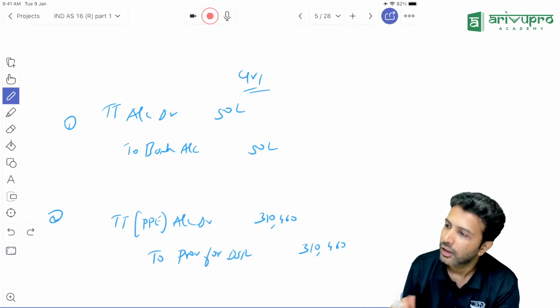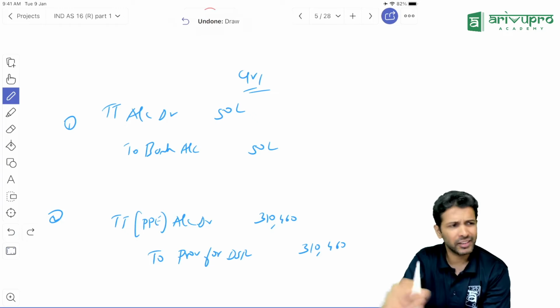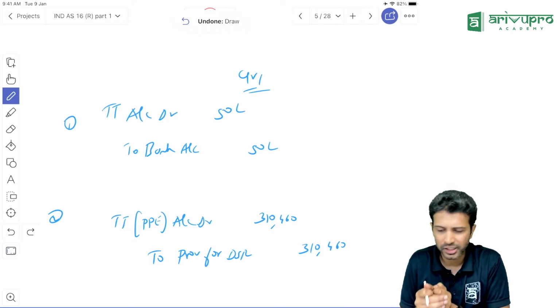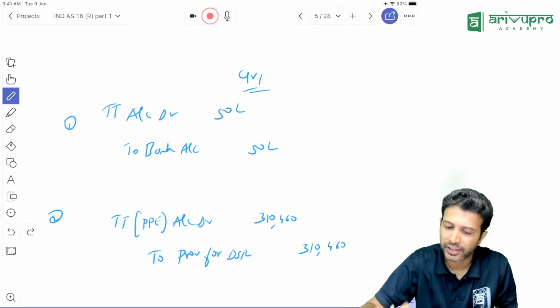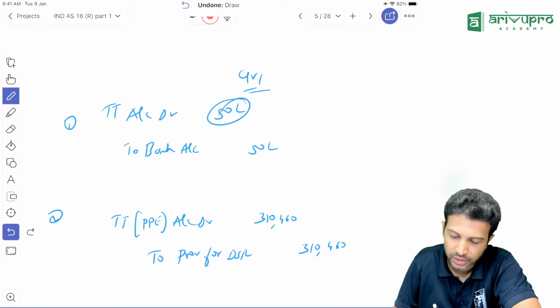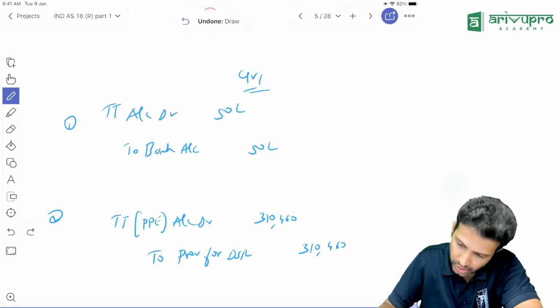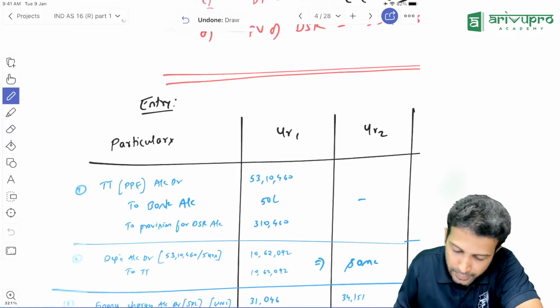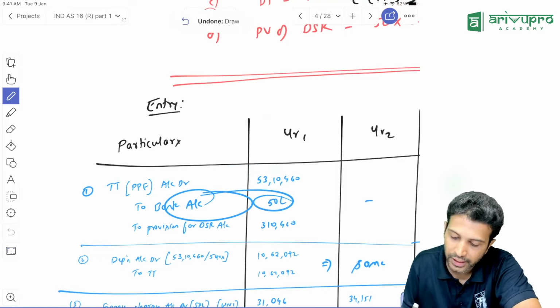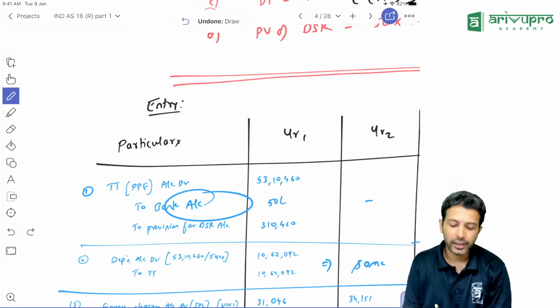So far, okay? Now, instead of passing 2 journal entries, anyway both you will pass at the year 1 beginning only. So instead of 2 simple journal entries, you can do a compound entry. That's what I've done here. If you do a compound entry, what will be the entry? PPE debit, adding these two, how much? Telecom tower PPE account debit 53 lakh something, to bank account 50 lakh, to provision for DSR 3 lakh 10,460.